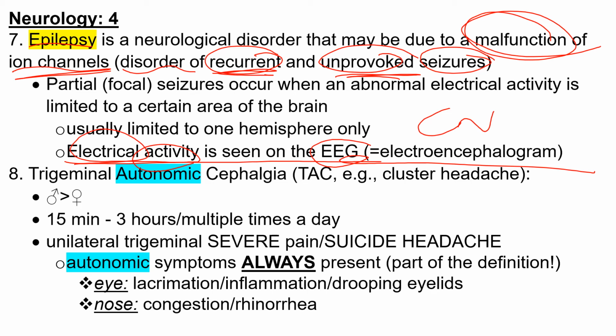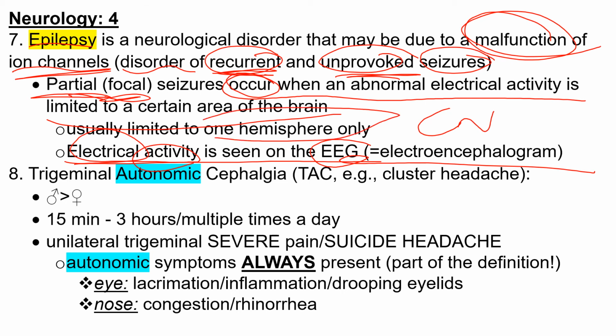You do need to know that there are many types of seizures. Seizures can be very localized. We call them focal or partial, or generalized. Focal or partial seizures occur when this abnormal electrical activity is limited to a certain area of the brain, and usually we say it's one hemisphere, only one half. If you think that the brain looks like a ball, then it's half of that ball. So a partial seizure is limited only to one hemisphere.